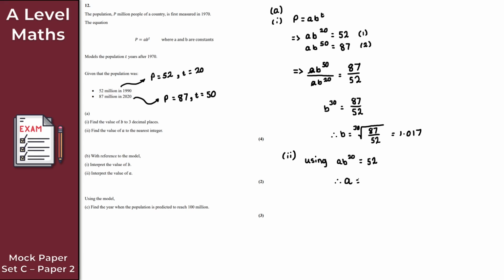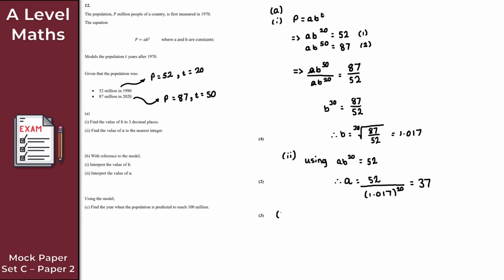So therefore a here is equal to 52 all over b to the 20, which is 1.017 there. Like so. At this point, just simply use a calculator, right? And then to the nearest integer, what we get for a is 37. Okay? So there we have it then. That gives us the solution to part A of this question. Now for the next part, part B, it says, with reference to the model, interpret the value of b. So we should have just about enough room for part B. We'll probably have to clear the screen for part C, but we'll cross that bridge when we get to it.